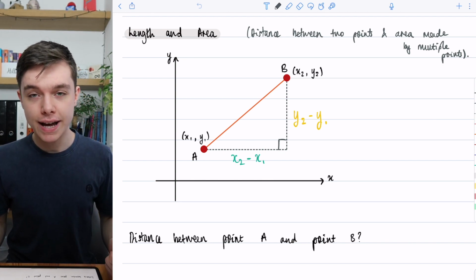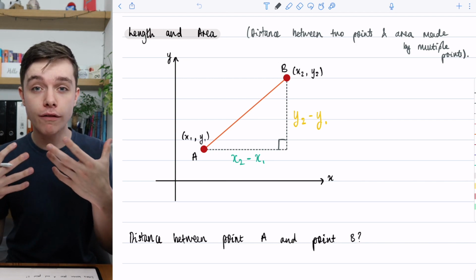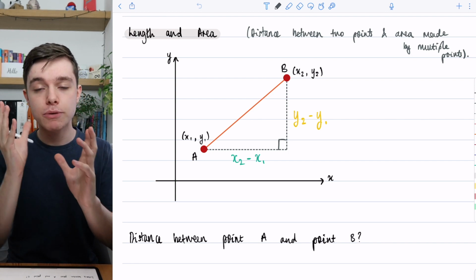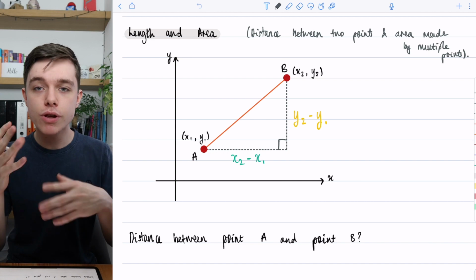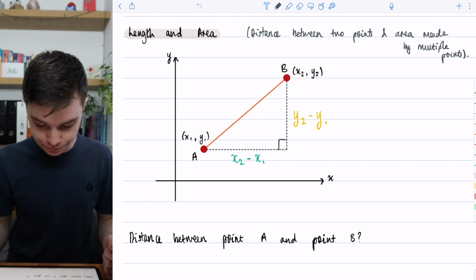And then for area, we're going to have a look at areas made by multiple points, okay? So if we've maybe got 3 points, connect those together, we'd make a triangle. And how can we use those 3 points to work out the area of that triangle, just for example?